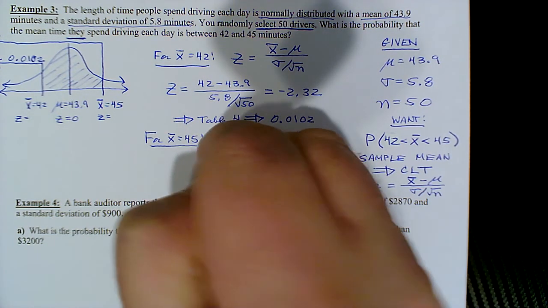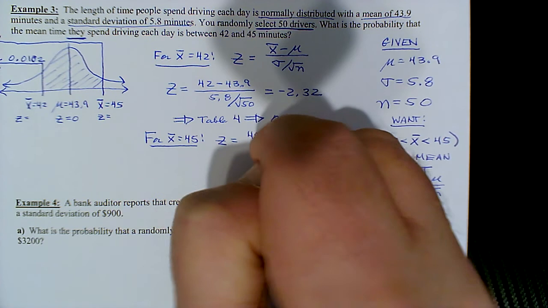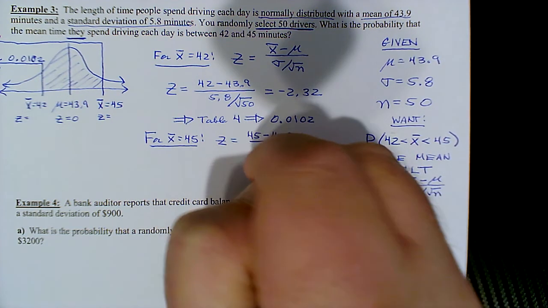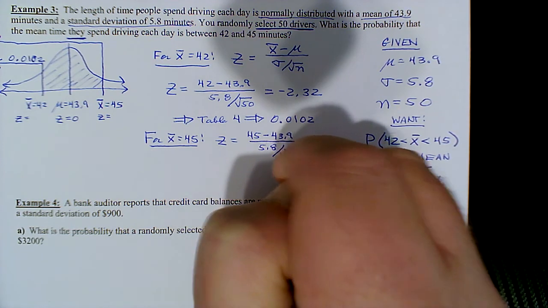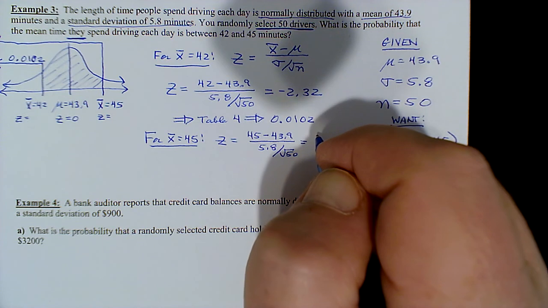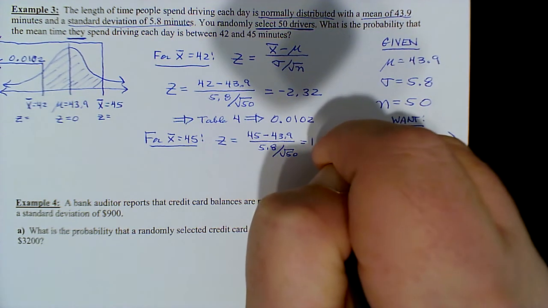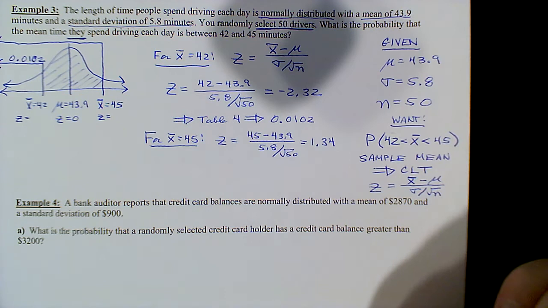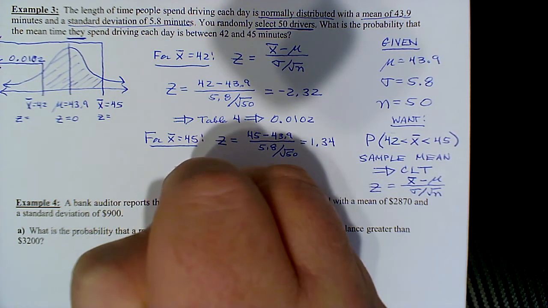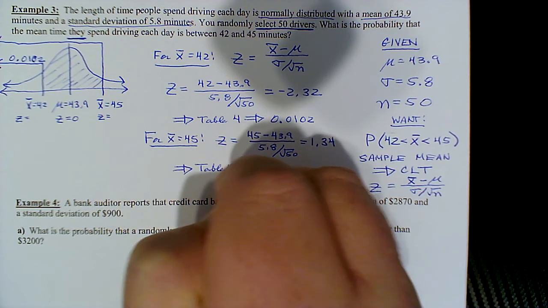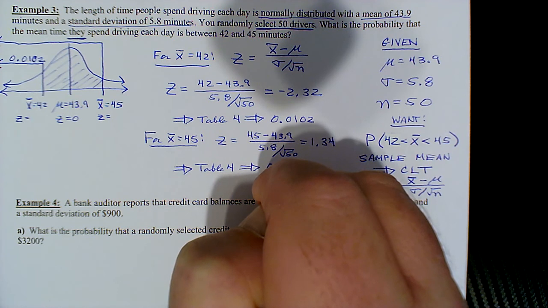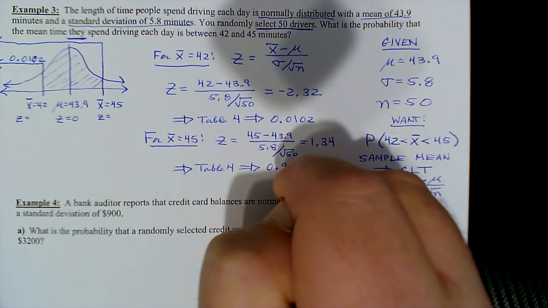So the z-score, now 45 minus 43.9 over 5.8 over the square root of 50, and that gives 1.34. So check the calculations, make sure you're comfortable with that. And then table 4, once again, gives an area of 0.9099.